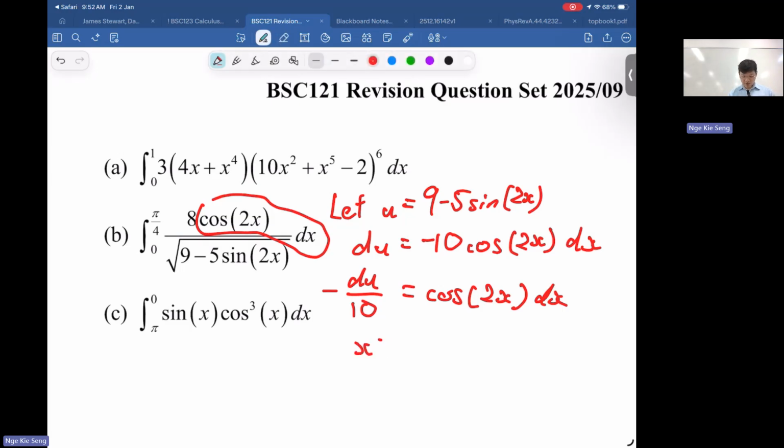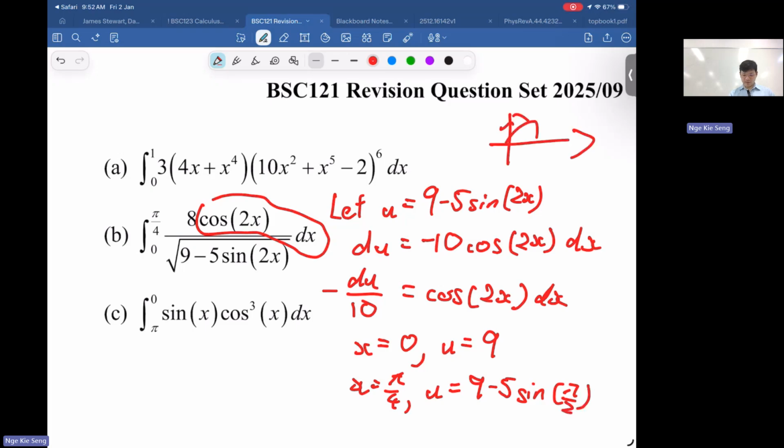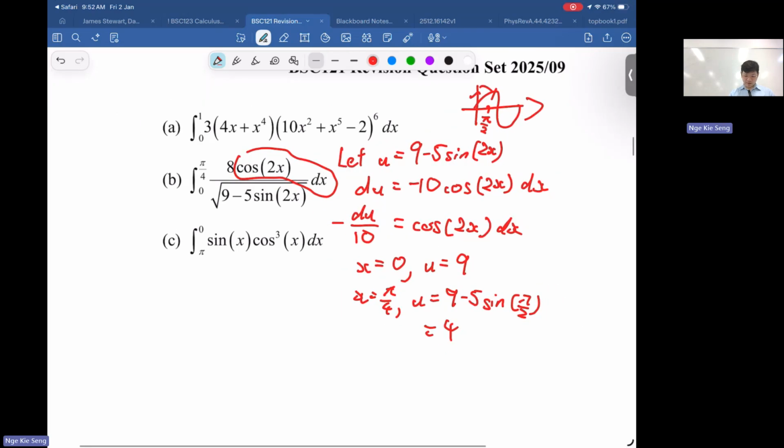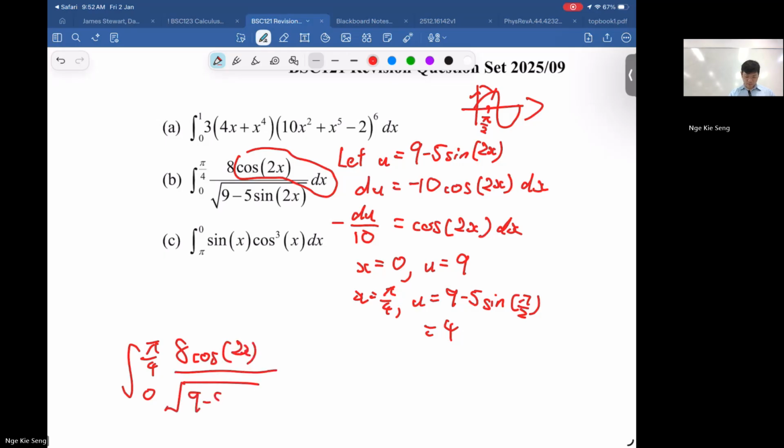So let's change the limit. When x equals 0, u equals 9. When x equals pi over 4, u will be 9 minus 5 times sine of pi over 2. So sine of pi over 2 is 1, so here is 4. Right. So our integral will change from something in x to something in u.